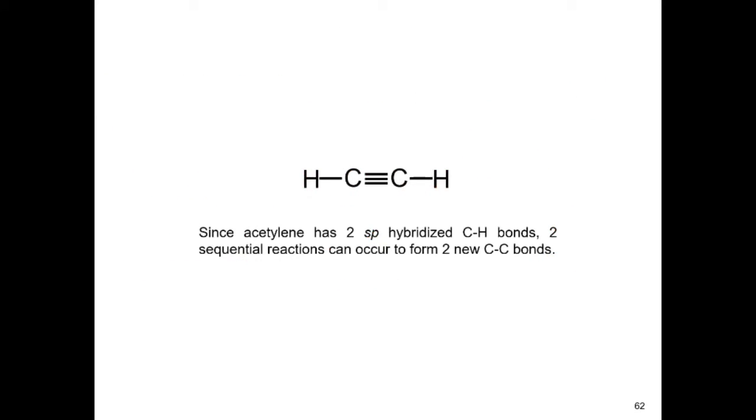So in the next couple of slides, we're going to look at reactions involving acetylene and acetylide ions. So we know that an acetylene molecule has two sp hybridized carbon to hydrogen bonds. So that means that these two hydrogen atoms can be deprotonated by two equivalents of a strong base. And so it can undergo two sequential reactions in order to form two new carbon-carbon bonds.